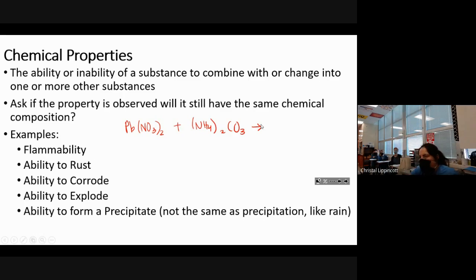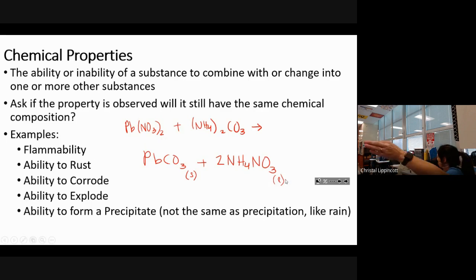We can see that this has gone through a chemical reaction because what's in this test tube now is not these things. It's actually lead carbonate and ammonium nitrate. This is our solid and this is our liquid. You won't know how to figure that out yet, but you will get there with me. The clear part is the ammonium nitrate. This is the lead carbonate.